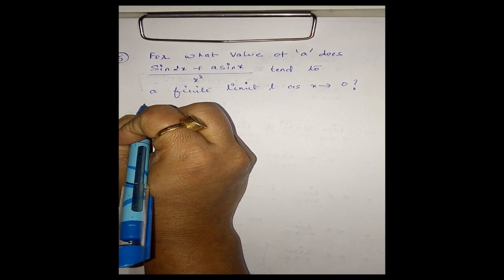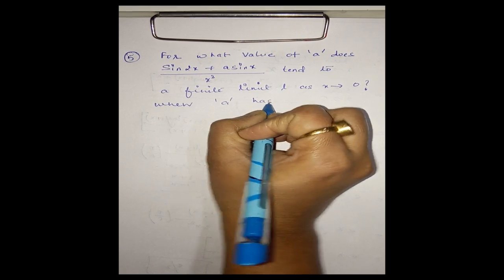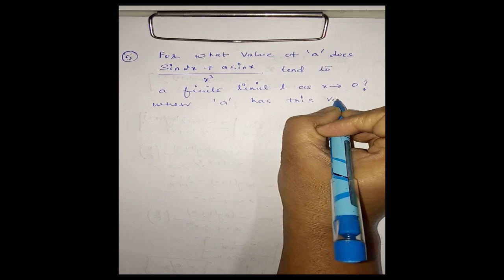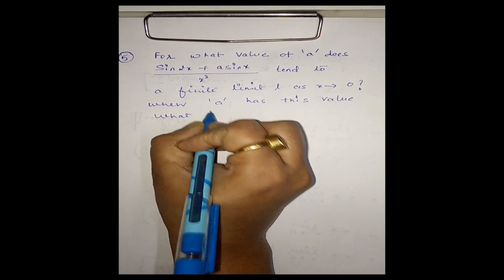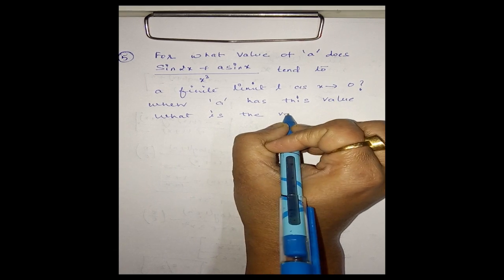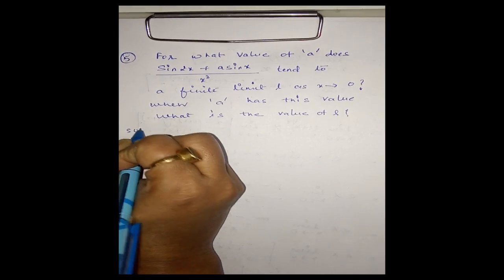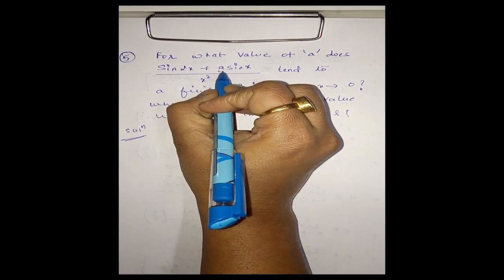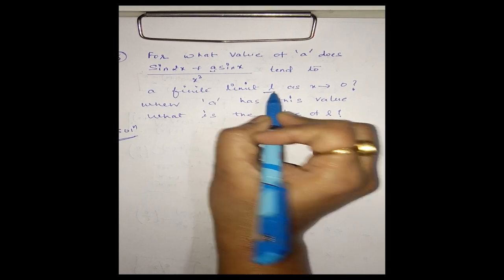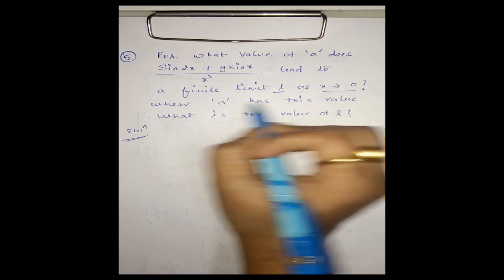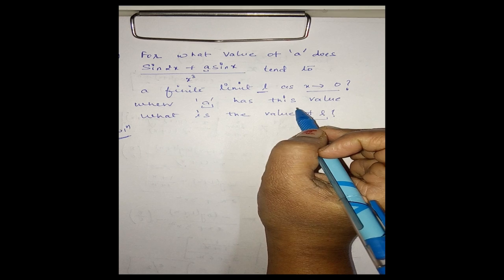Okay. The second part is: when a has this value, what is the value of L? Here we first have to find the value of a for which this will tend to a finite limit L as x tends to 0, and for this value of a we have to find the value of L. These are the two parts in the question.